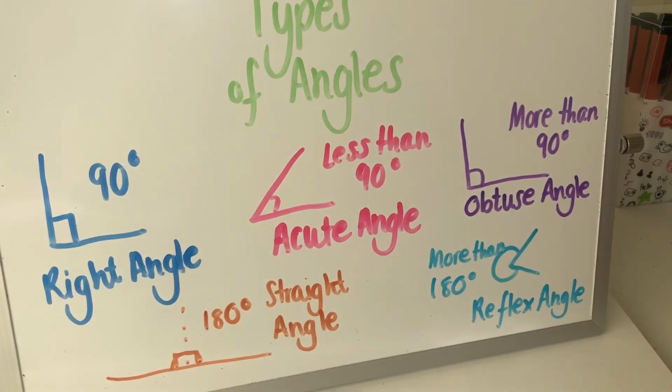It's called a reflex angle because it's usually the back of another angle. So for example, in here would be an acute angle in this little gap here. But around the outside would be its reflex angle.